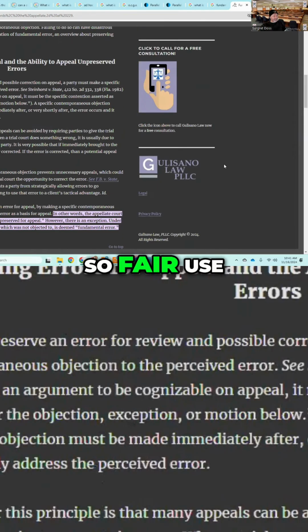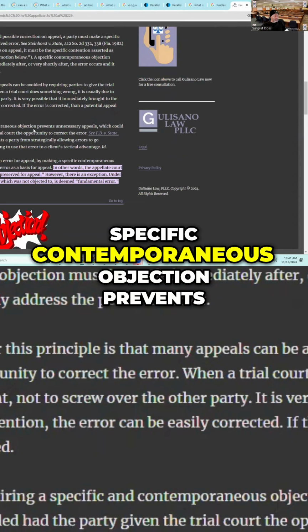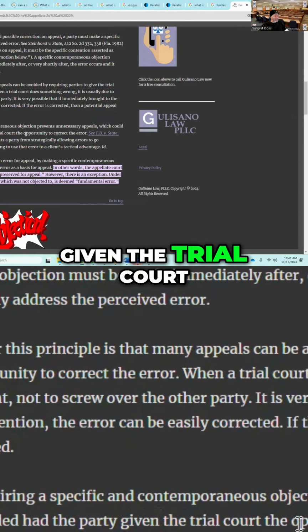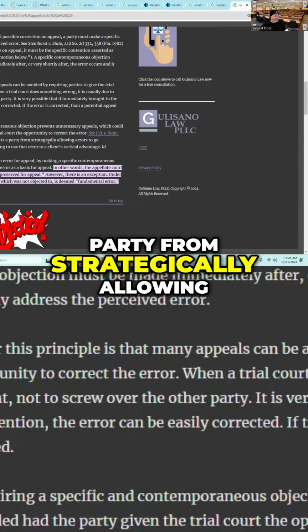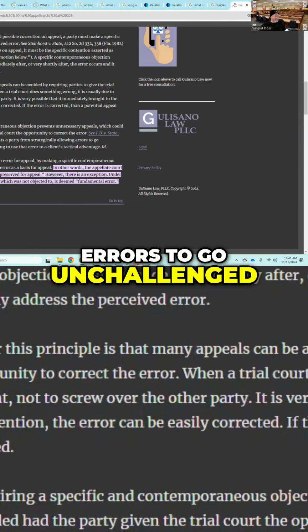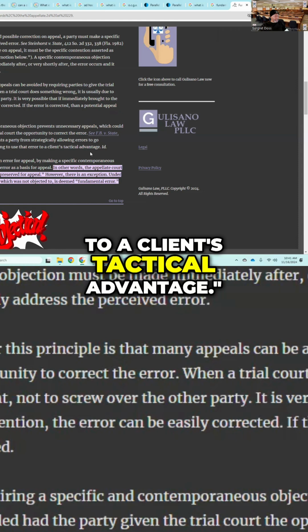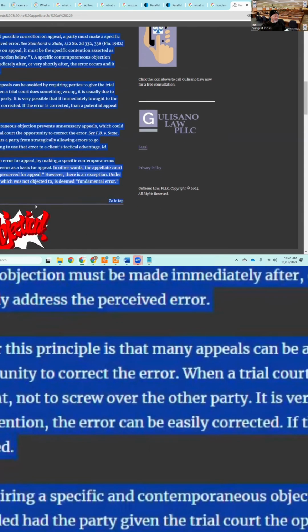I don't know who this guy is, so fair use. Okay, pin citing. You see this right here? Therefore, requiring a specific contemporaneous objection prevents unnecessary appeals, which could have been avoided had the party given the trial court an opportunity to correct the error. And then it gives you the case law. It also prevents a party from strategically allowing errors to go unchallenged by objection and then later trying to use that error to a client's tactical advantage. There you go. Actually, this is great. And I just happened to hit that from there.